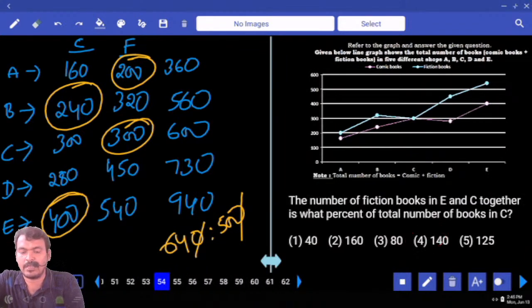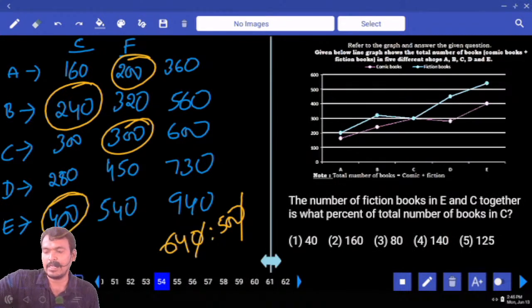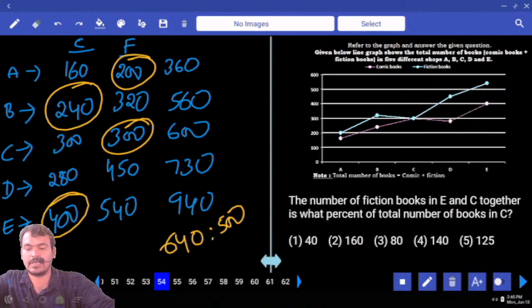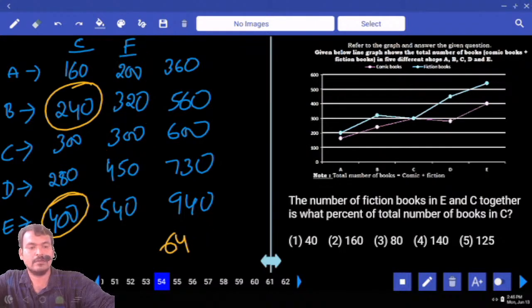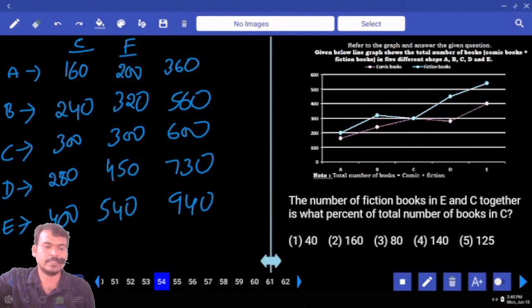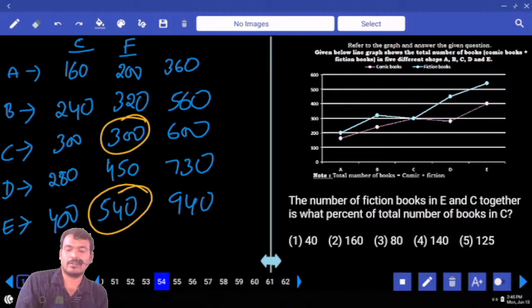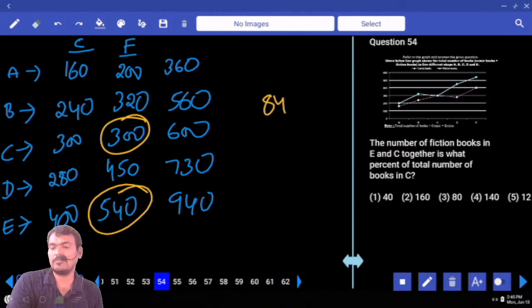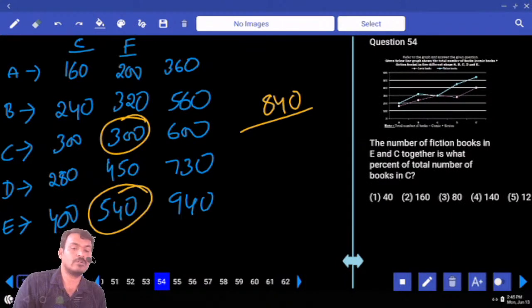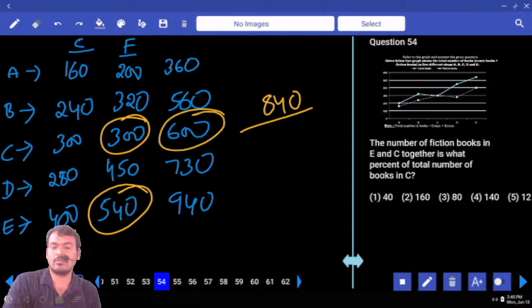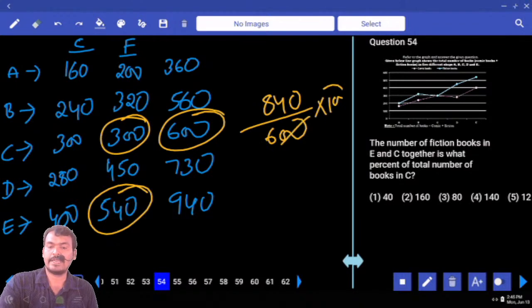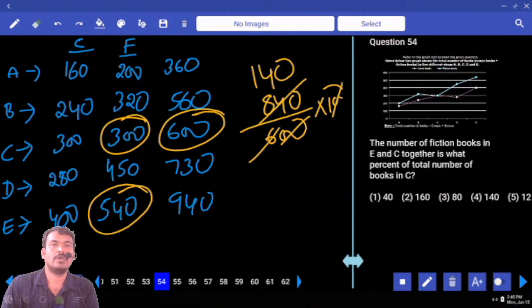Next question number 54. The number of fiction books in E and C together is what percent of the total number of books in C or not? Fiction of E and C. What is the C fiction value? 300. E fiction value 540. Total fiction 840. 840 is what percent of total books in C or not? What is the C total books? 600. Multiplied by 100, we get the percentage or not? 2 zeros get cancelled or not? 6 how many times? 140. It is 140%. Which option? Fourth one.